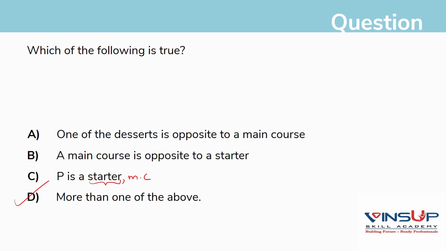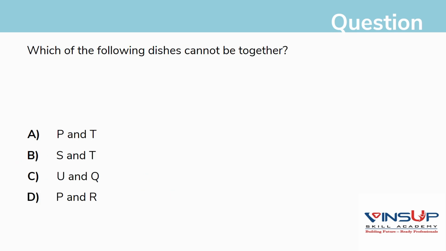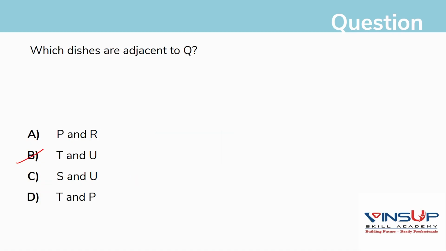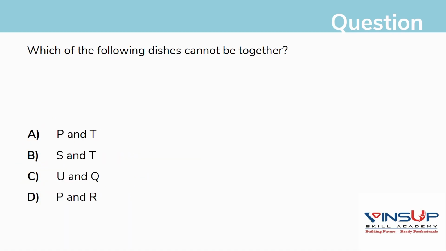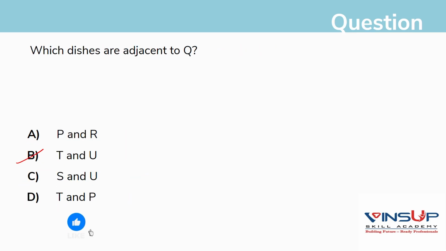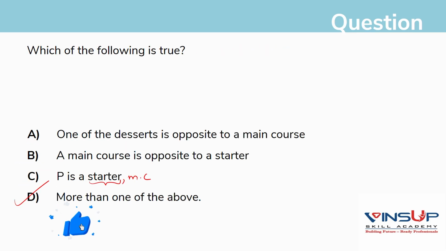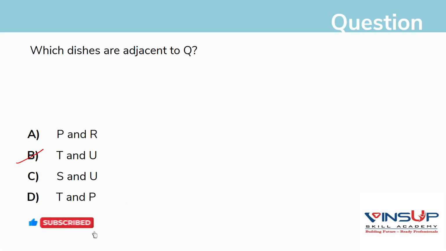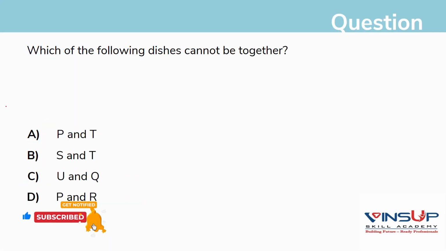Option A. You can see option B also: yes, T and the other dish are seated adjacent to each other, so this will not come. Third option, U and Q are also seated adjacent to each other, so this will not come. And the last option, P and R are also seated adjacent to each other. So only option A can't be together.